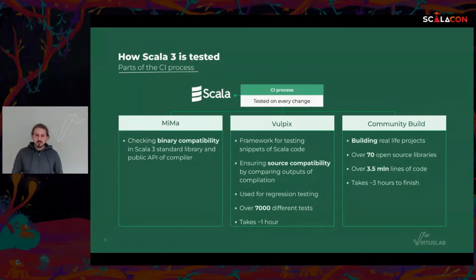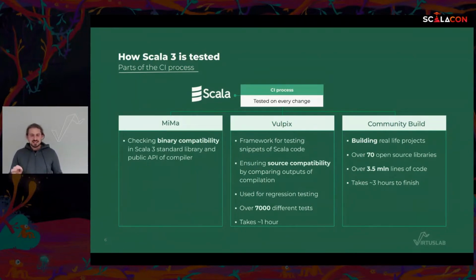Because we would mostly focus on source compatibility. So making sure that each version of Scala can compile the same code as its previous versions and give us the same output. In my opinion, that's the most important, for example, when we're migrating or upgrading versions of libraries to the latest versions. So let's start with the first very important piece, which is Vulpix.